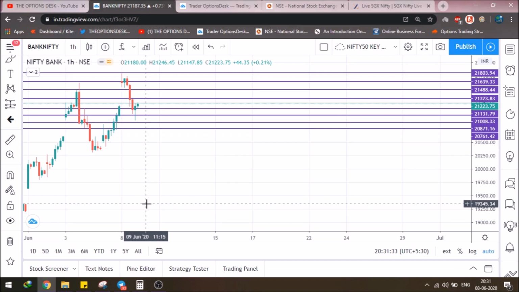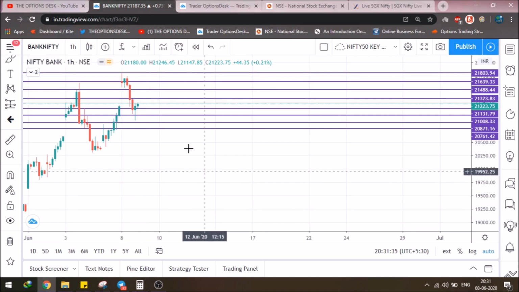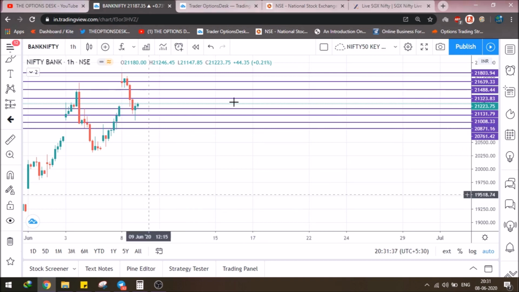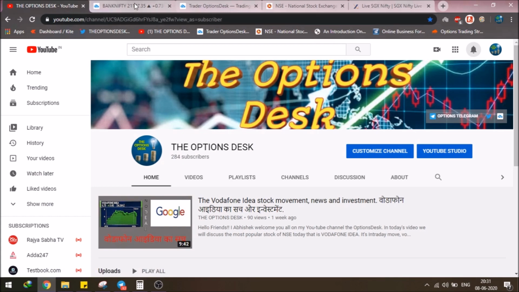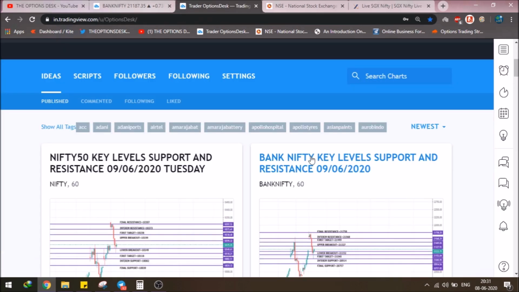Expecting a gap down tomorrow, but let's see. I'm totally not confirmed. Let's see what happens tomorrow. So this was the chart for the Nifty Bank. You do not need to note down the levels. You can just go to my TradingView by clicking the link here, and then TradingView will show my profile like this, and you can search for the Bank Nifty chart here.